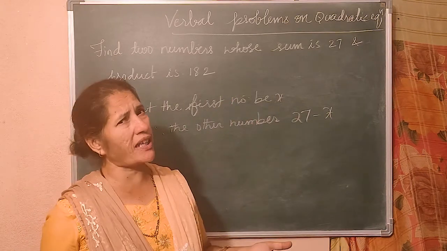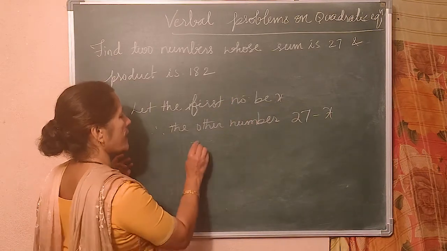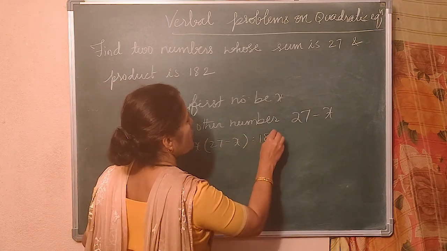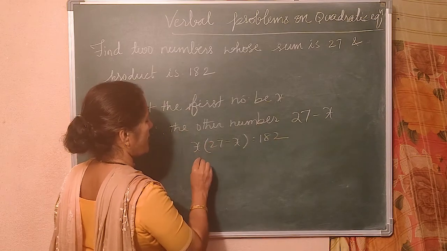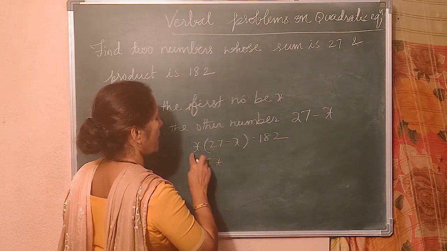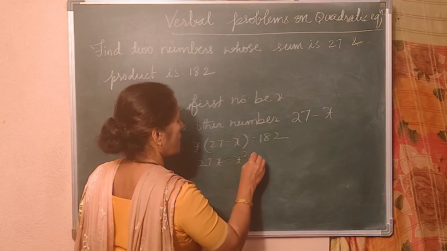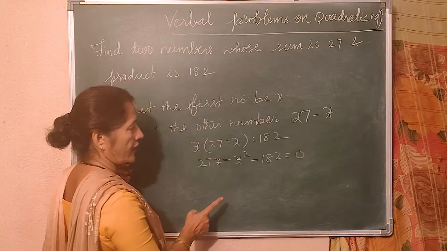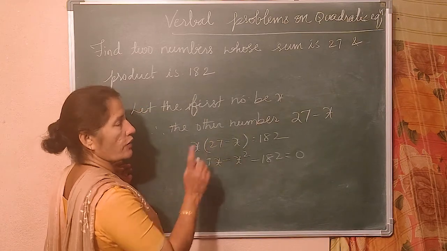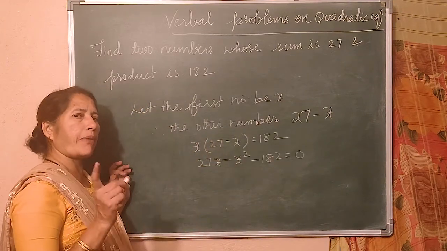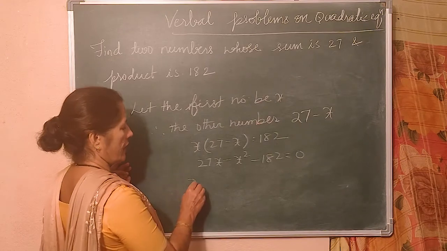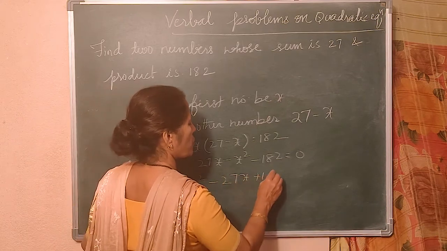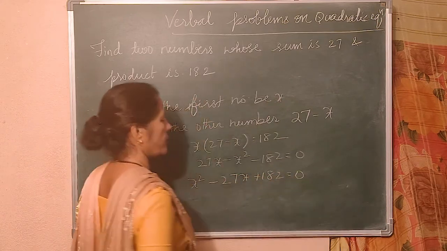The product is 182. Simple. x into 27 minus x is equal to 182. Solve. x into 27, 27x minus x square minus 182 is equal to 0. Write it in the form of a quadratic equation. Minus x square comes, so multiply by minus 1 or change the sign. x square minus 27x plus 182 is equal to 0.